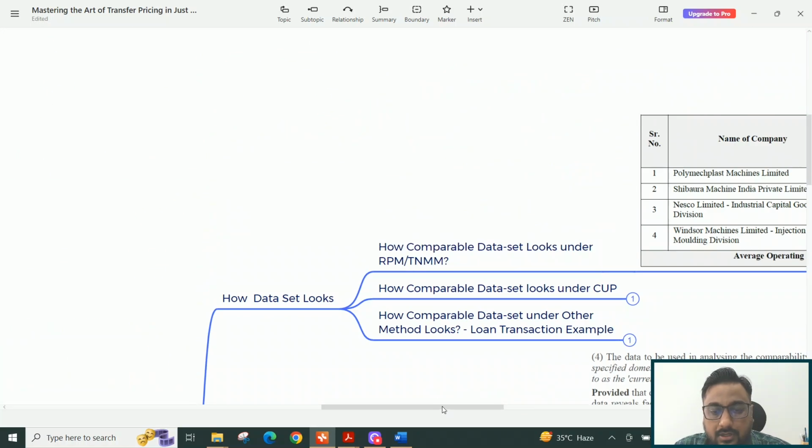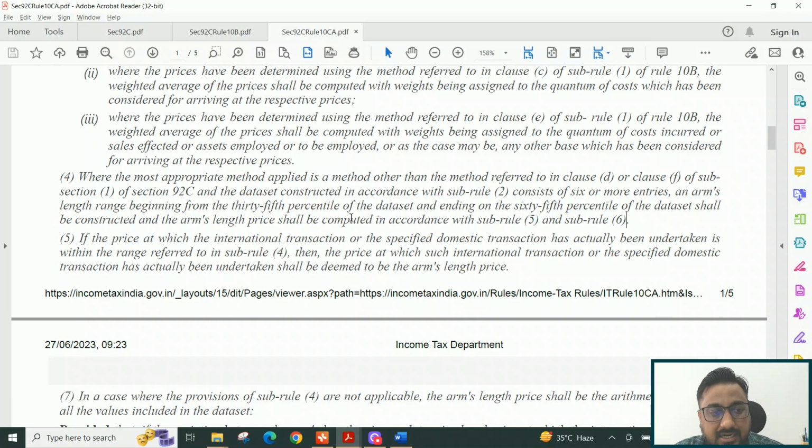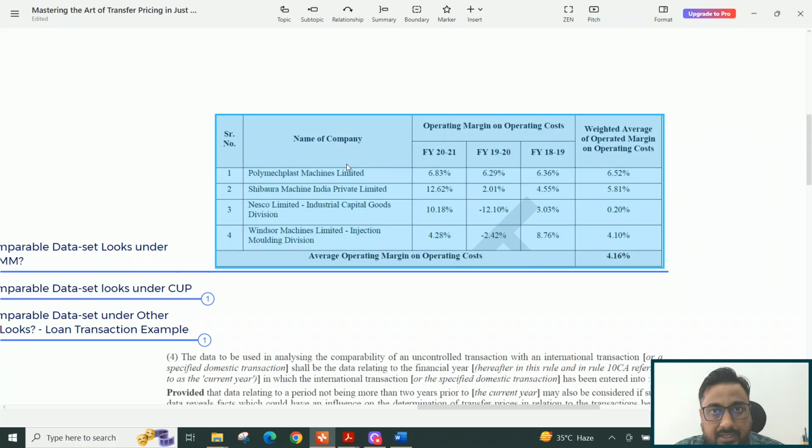Okay. So if you see here in this particular example, first of all, we have a number of comparables here, right? The rule which we referred to right now says that if you are using RPM, TNMM, CUP or CPM method, and you have more than 6 comparables. So now you see the difference here.